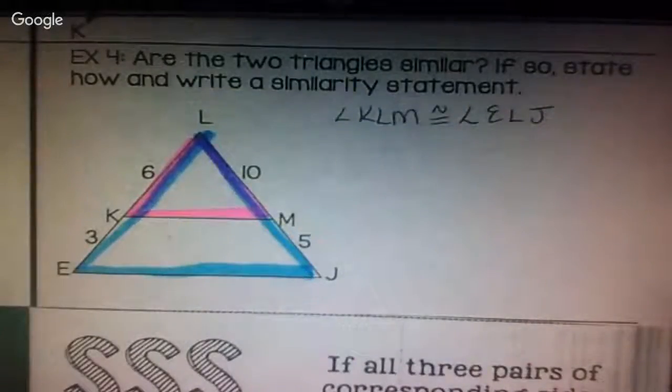Okay. So let me highlight these because I think this is easier to see when I do this. Okay, so here's your first triangle. Here's your second triangle. The other one was pretty easy because they were already separated. Okay, so now I proved that they have two congruent angles. I need to prove that my sides are proportional.